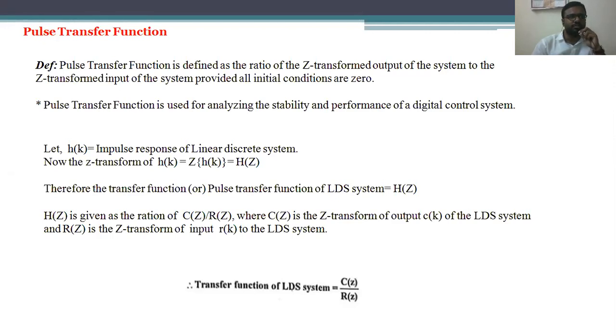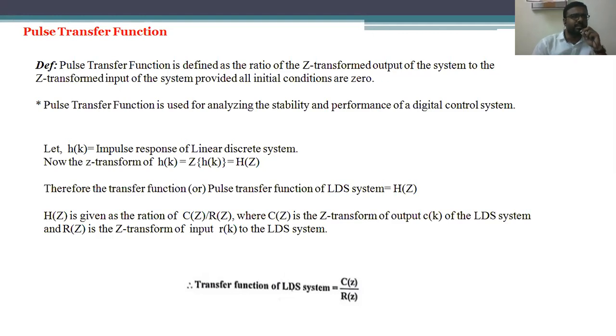Must be zero. That means for any kind of system, where no initial conditions are given, the Z transform of the output of the system to the input of the system is simply called the Z transfer function or pulse transfer function. In most of the cases, they will ask only to determine the pulse transfer function. Okay, so this pulse transfer function is applicable only when the initial conditions are zero.